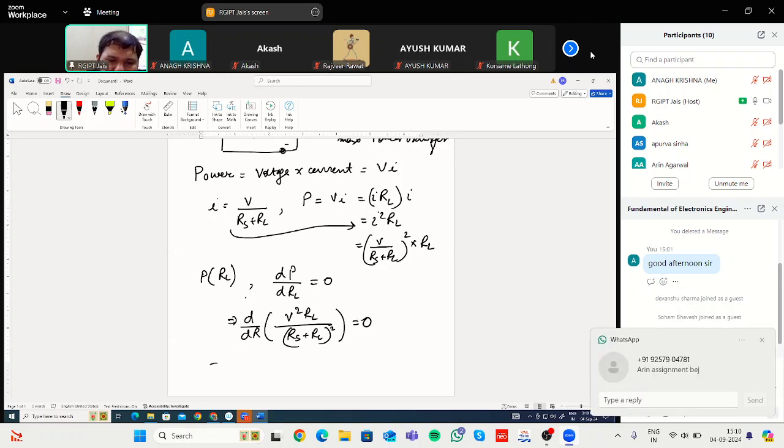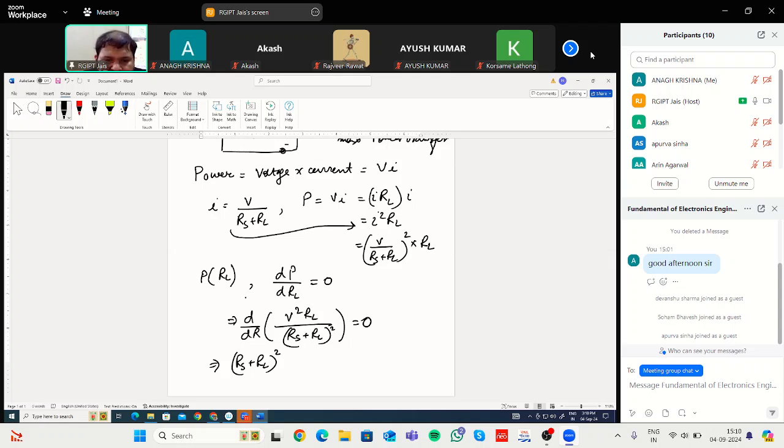Okay. If you differentiate this, differentiation, I'm not explaining that. I'm just writing the answer. Equate it to 0. So if you equate this to 0, then if the numerator, this term, becomes equal to 0, the whole thing will be equal to 0.